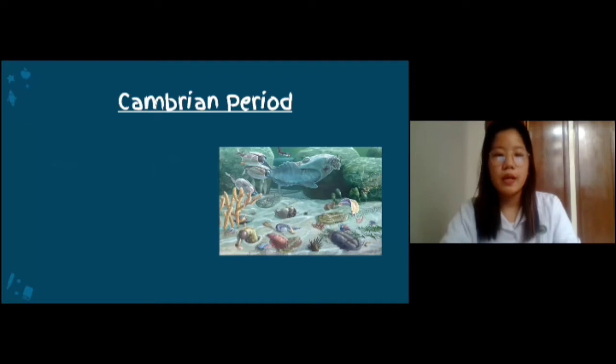Cambrian period. The Cambrian period, the earliest time division of the Paleozoic era, extends from 541 million to 485.4 million years ago. The Cambrian period is divided into four stratigraphic series: the Terreneuvian series, series 2, 3, and 4.